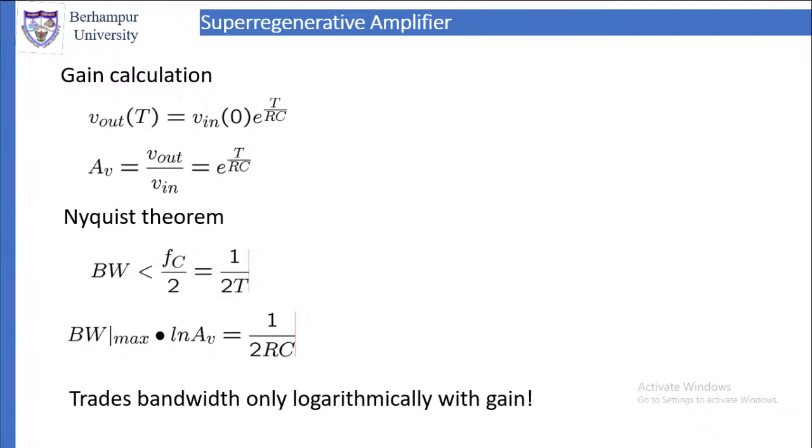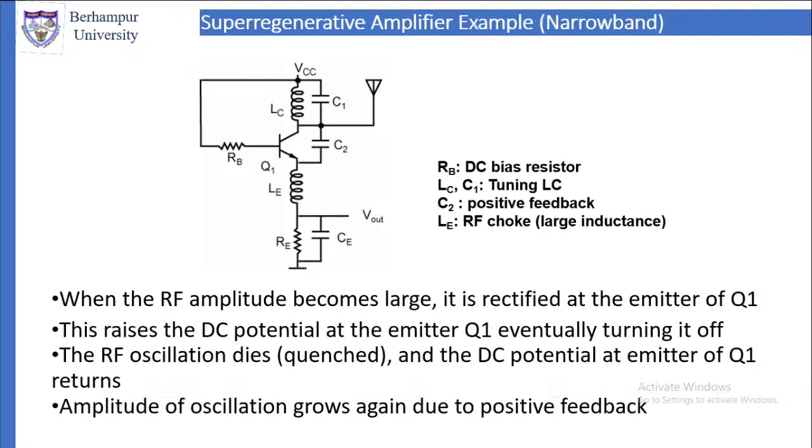The product of maximum bandwidth and log AV is equal to 1 by 2 RC. So this shows that it trades bandwidth only logarithmically with the gain.